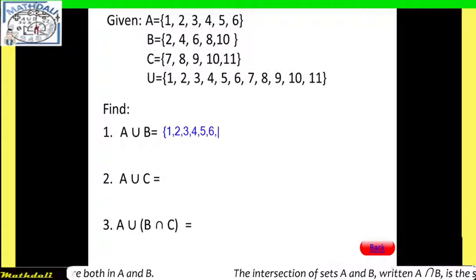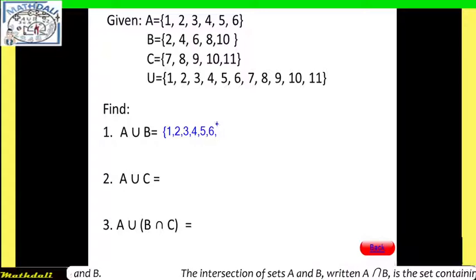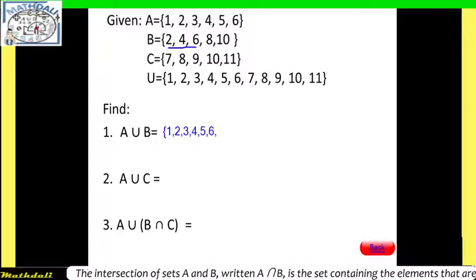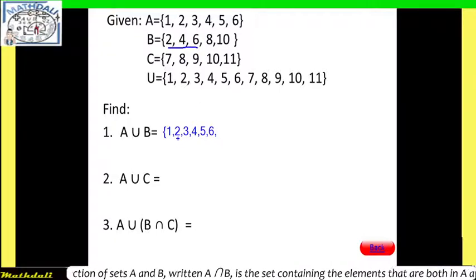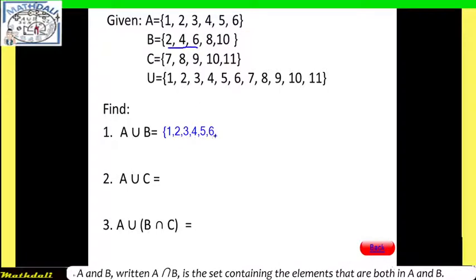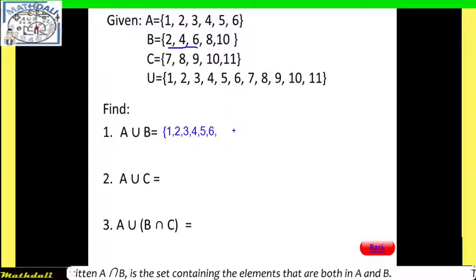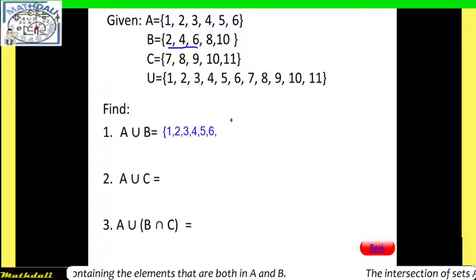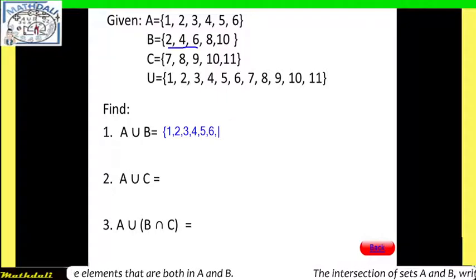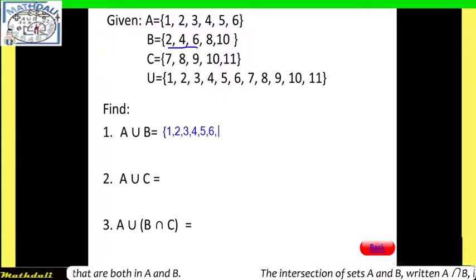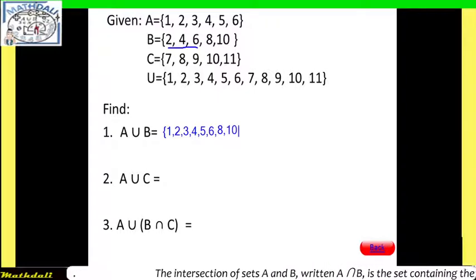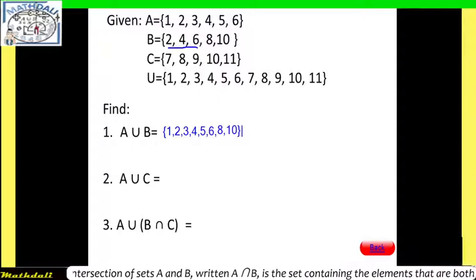Then we also have the elements in set B, but this time, since 2, 4, and 6 are the intersection, once na lang ninyo ilalagay yan, wag na ninyong i-sulat yan. So, dadagdag na lang natin dyan yung 8 and 10. Okay, so yan yung ating union.